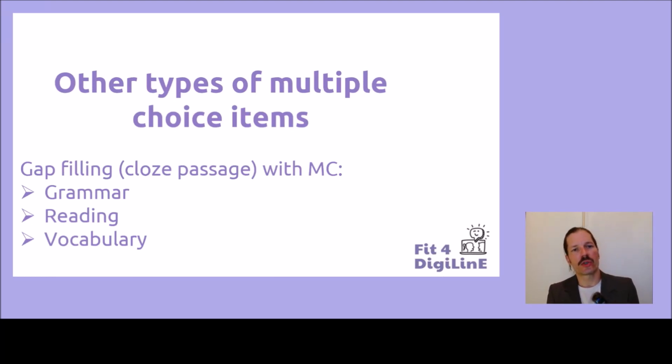Other types of multiple choice items, for example, gap filling or closed passage with multiple choice. A closed test is one in which words are deleted from a text, creating gaps which a candidate has to fill, normally with either one or two words. Within this basic format there are several variations. The gaps may be created mechanically, for example by the deletion of every sixth or seventh word. And there are certain types of words that may be deleted at irregular intervals throughout the text.